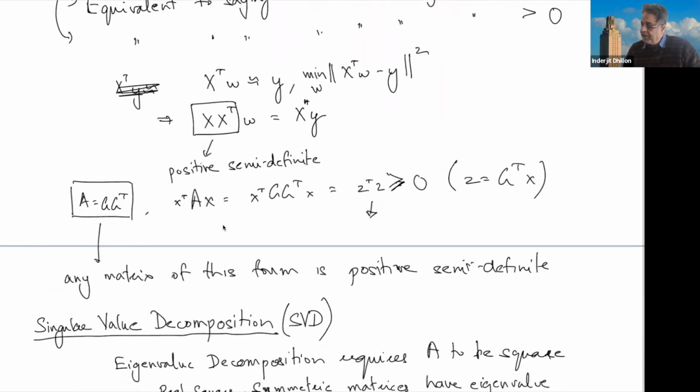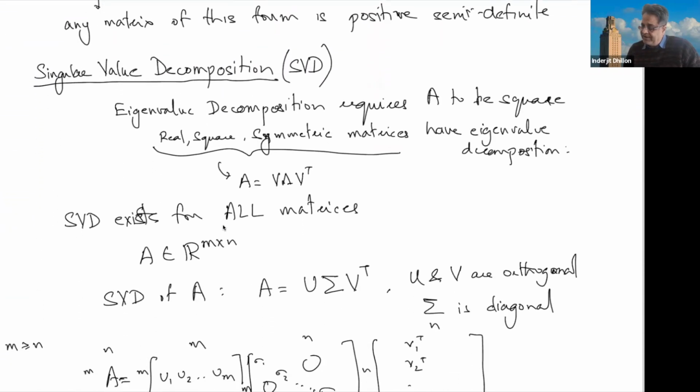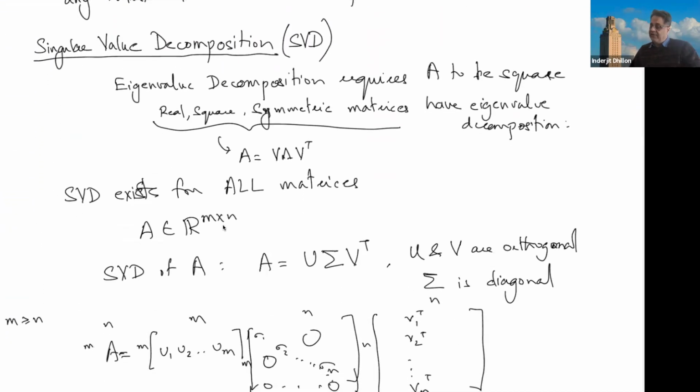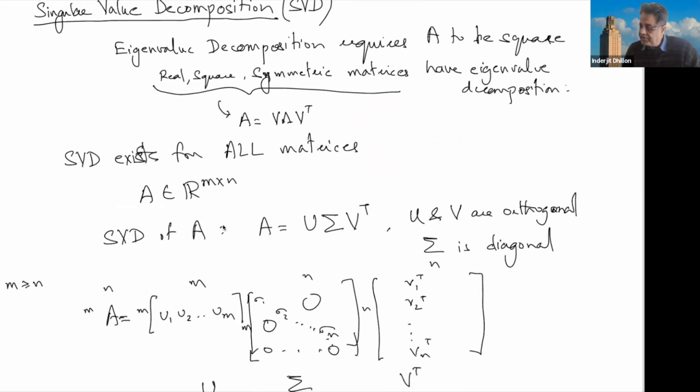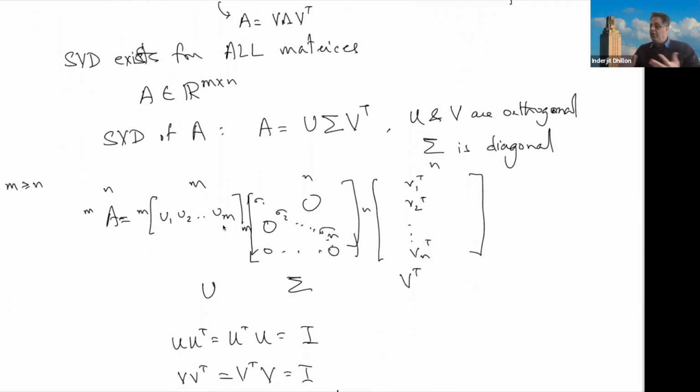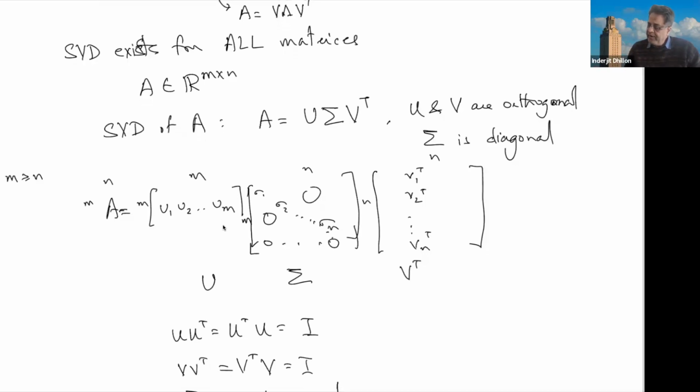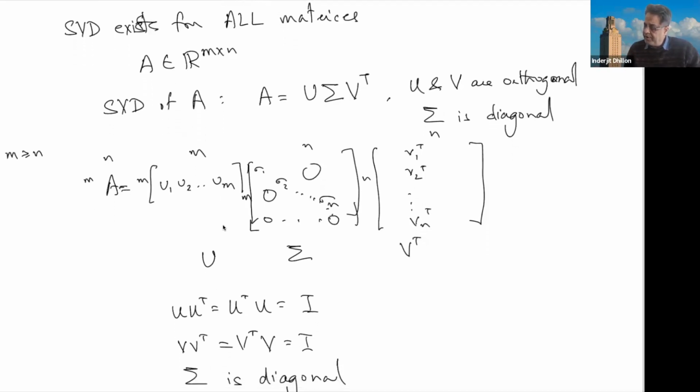Okay. And then towards the end of the last lecture, we talked a little bit about singular value decomposition. Eigenvalue decomposition requires the matrix to be square, and really we talked about the eigenvalue decomposition of a real symmetric matrix. But the singular value decomposition actually exists for all matrices. And there's an interesting saying about the singular value decomposition.